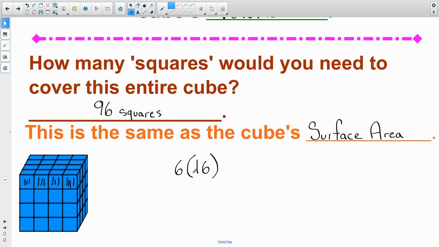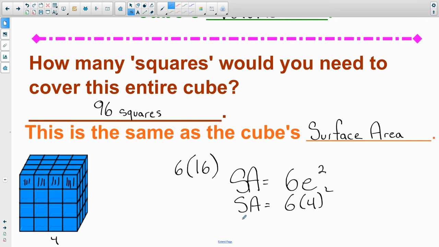Let's see how we might do this formulaically. Well, we just learned that the surface area of a cube is 6e squared. The edge here is still 4, so we would have just plugged in our 4, and you could just put that in the calculator. However, if you want to see what's happening, how we were able to figure it out on our own here, we would get 6 times 4 squared, which is 16, which equals 96 square units.